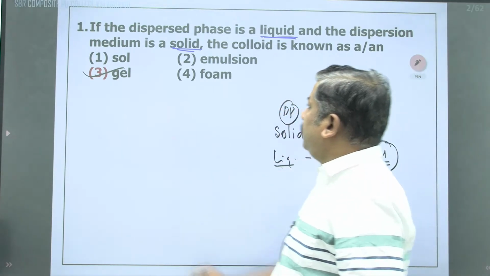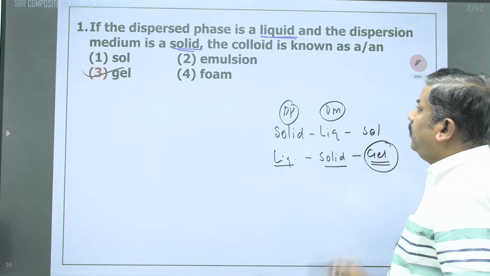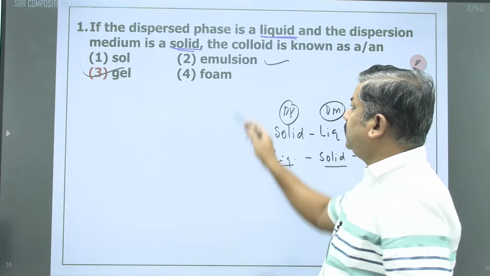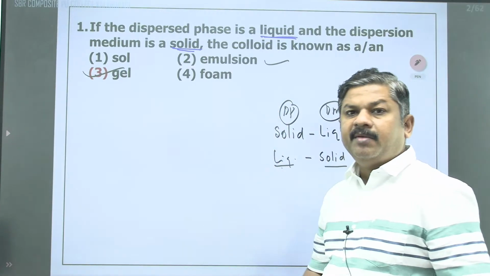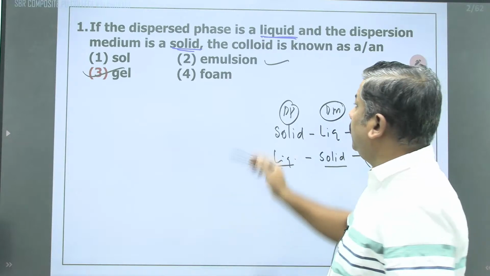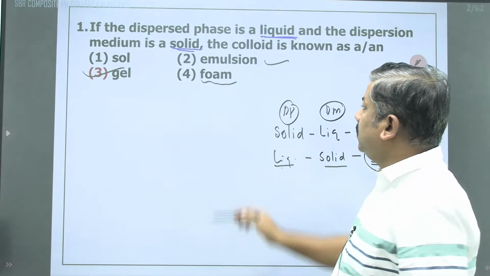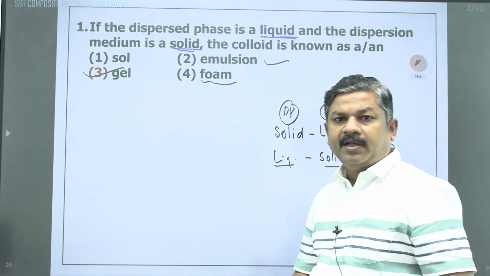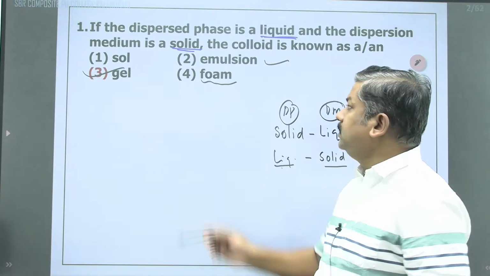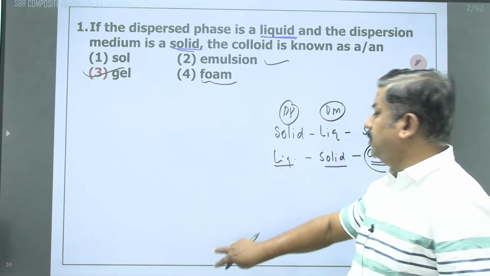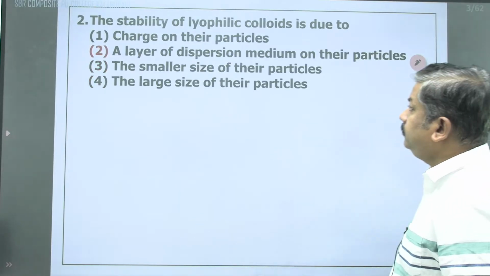Sol is applicable for what? Solid in liquid is generally called a sol. Emulsion is applicable when both the dispersed phase and the dispersion medium are liquids. And foam is applicable for the presence of gas in liquid. Whenever gas is present in liquid, it is generally called foam. Now for this question, option number 3 is correct.